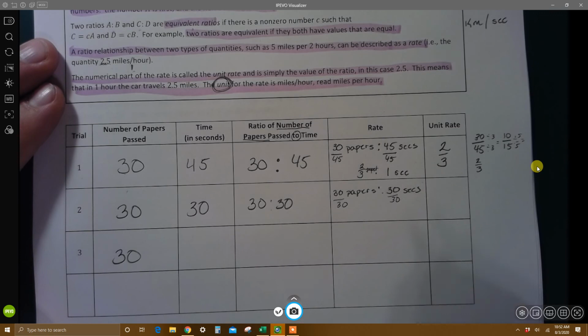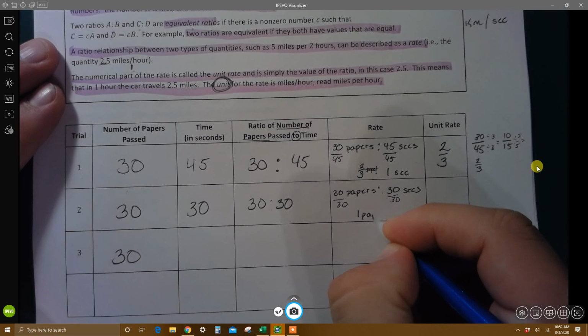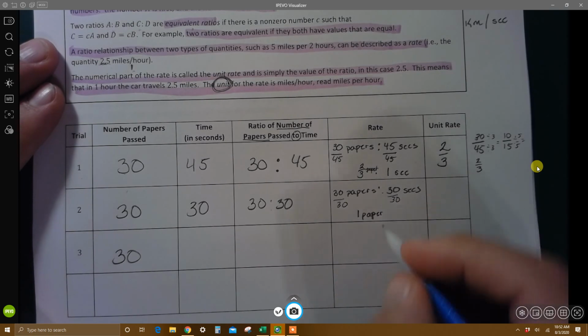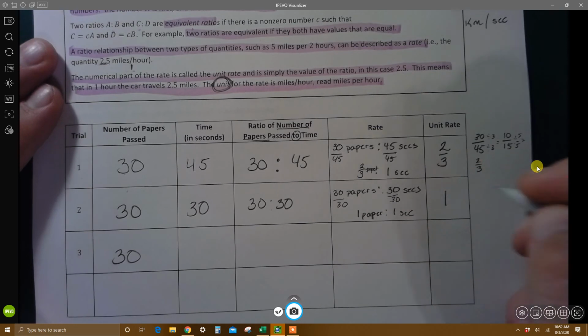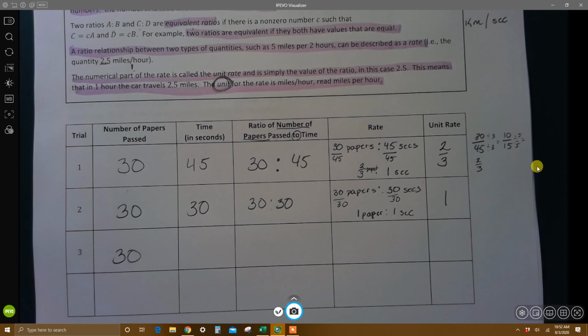So 30 divided by 30 is 1 paper. Ooh, make that a P. 2, 1 second. So my unit rate is 1. If you got that, congratulations. Give yourself a round of applause.